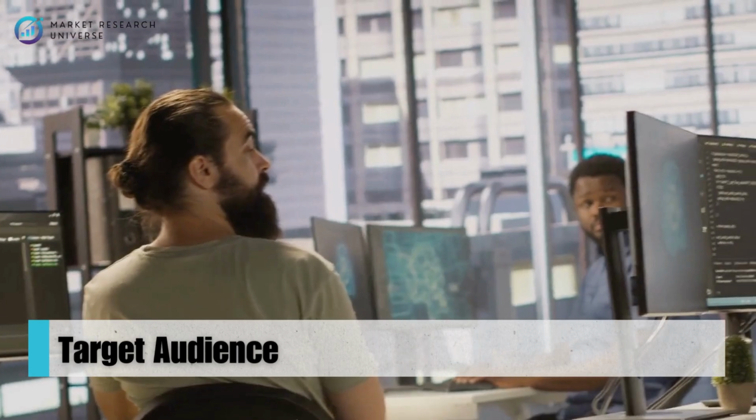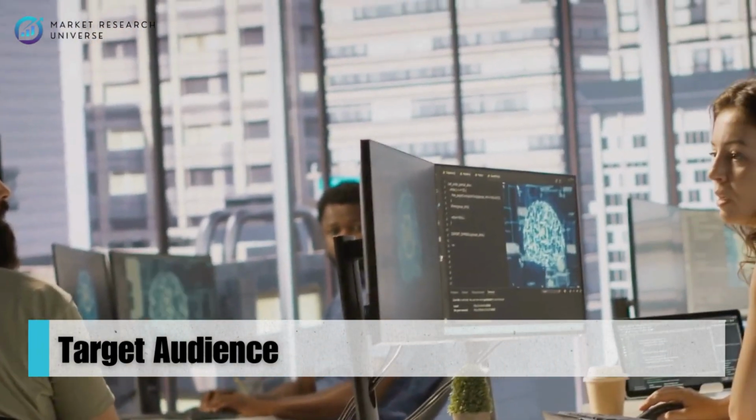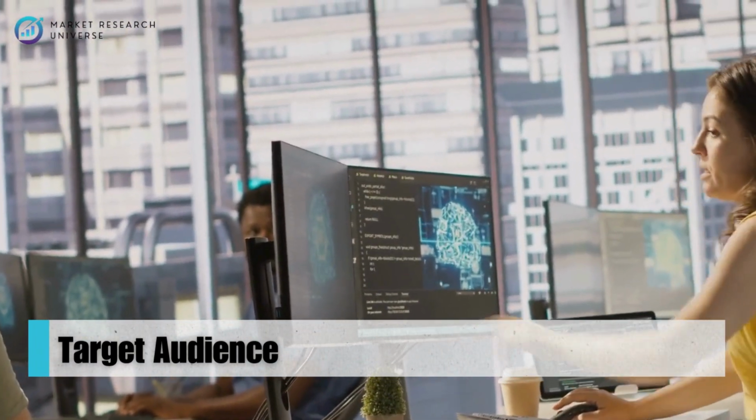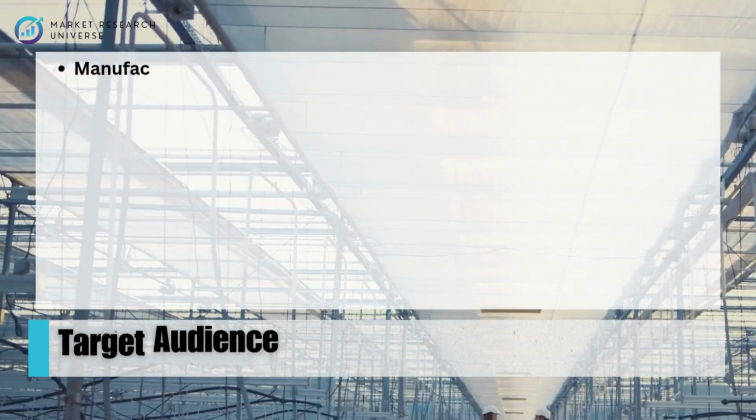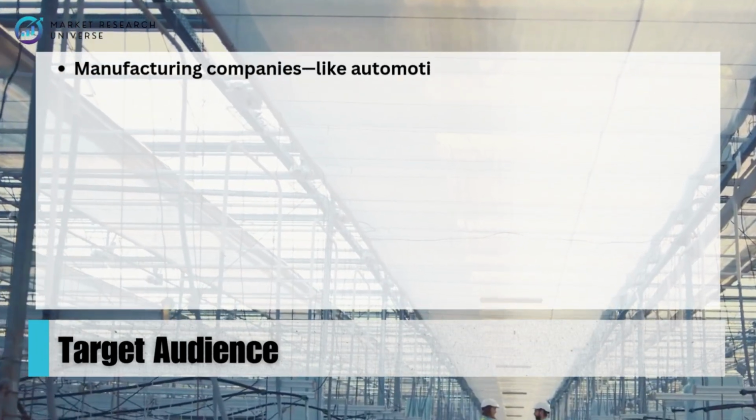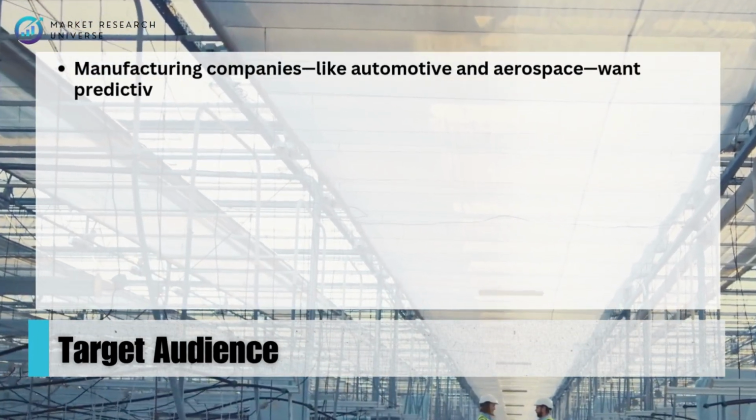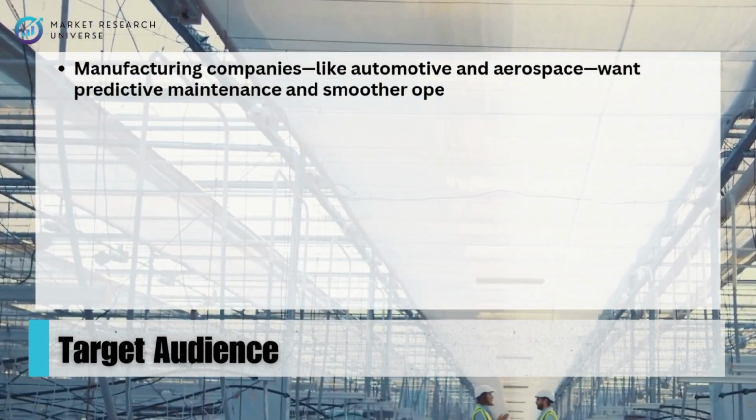1. Target audience. So, first things first, who actually needs digital twin solutions? Well, the demand really spans multiple industries. Manufacturing companies like automotive and aerospace are looking for predictive maintenance and smoother operations.